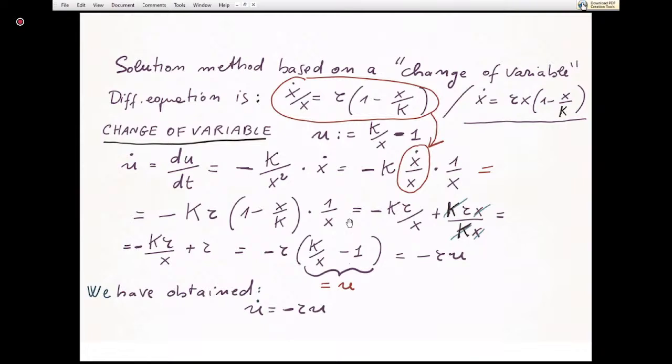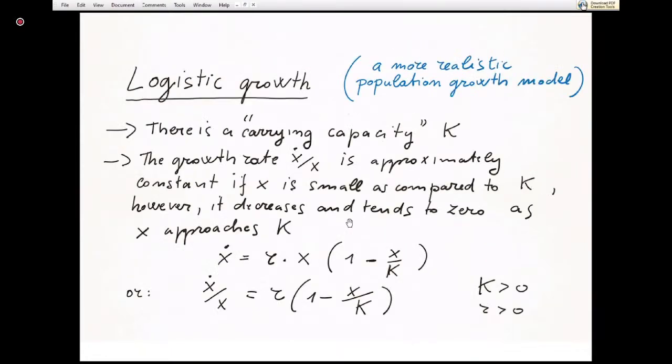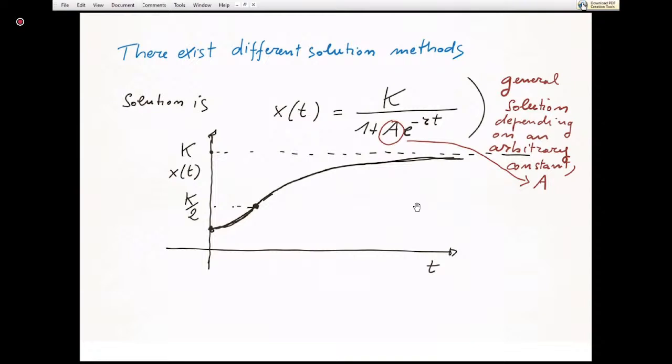Anyway, this is not important. What is really important is that you have a look at the solution formula. It is possible, either by changing the variables or applying separable differential equations theory, to arrive at the solution. The solution is this one. X of t is equal to the carrying capacity in the denominator divided by 1 plus A, the arbitrary constant, which we will specify in terms of the initial level of the population, times exponential of minus rt.